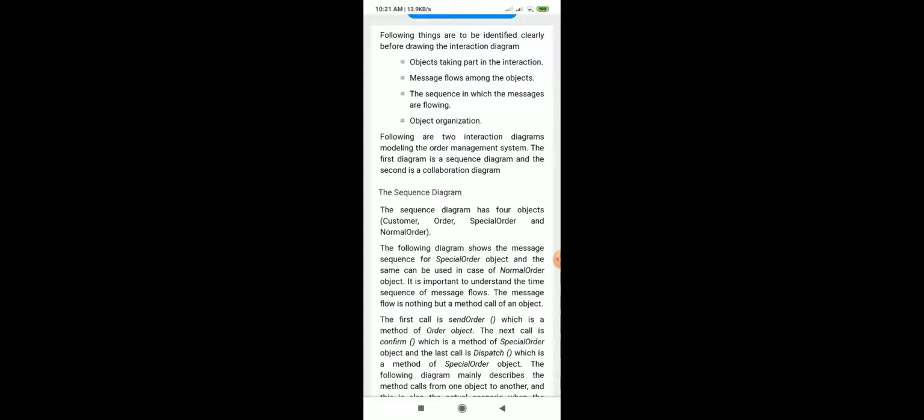What is a sequence diagram? The sequence diagram has four objects: a customer, an order, the special order and normal order. The following diagram shows the message sequence for special order object, and the same can be used in case of normal order object. It is important to understand the time sequence of message flows. The message flow is nothing but a method call of an object.